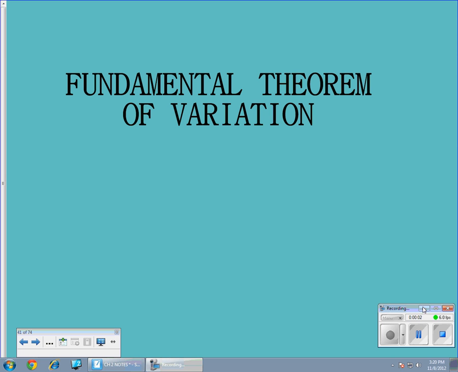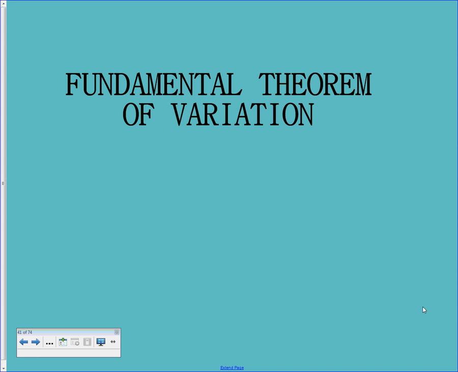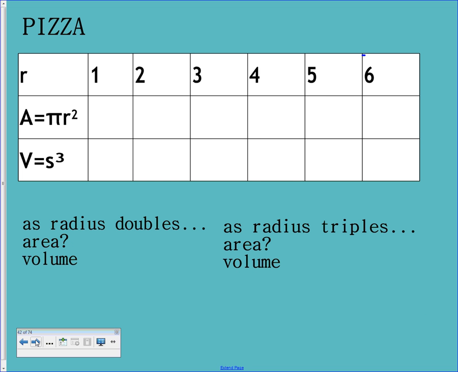Section 3 is called the fundamental theorem of variation, and what we're going to look at today is the relationship between one variable and how it affects another. So if I change one, what happens to the other one? We'll think about pizza because it gives us something we can relate to.